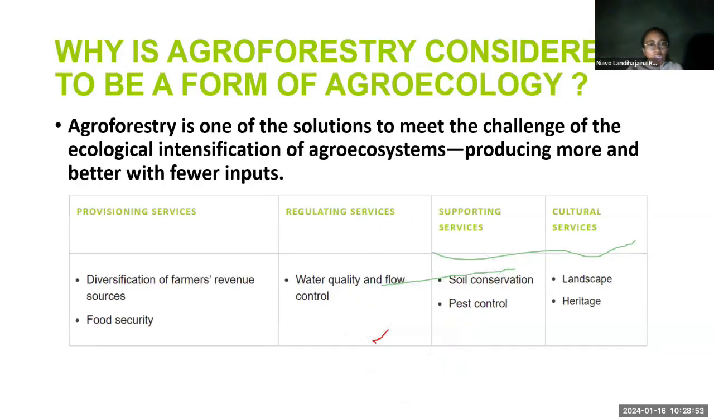And why is agroforestry considered to be a form of agroecology? Because agroforestry is one of the solutions to meet the challenge of ecological intensification of agroecosystems, producing more and better with fewer inputs. So the provisioning services are the diversification of farmers' revenue sources and food security, and the related services are water quality and flow control. The main supporting services are soil conservation and pest control, and the cultural services are landscape and heritage. These are the main challenges we can get from agroforestry.